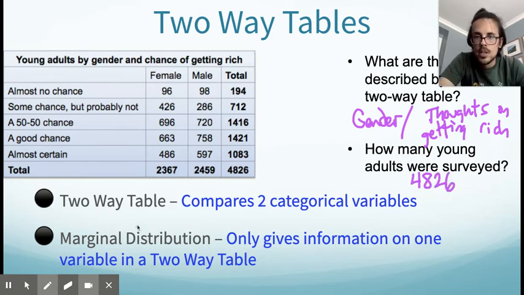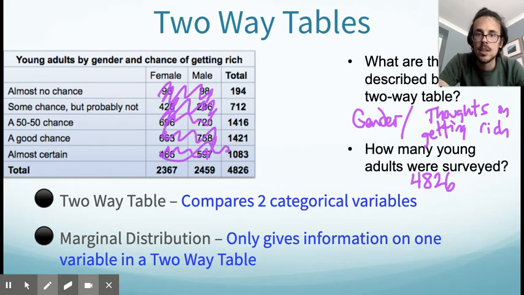The second vocab word here is called a marginal distribution. And when you look at a marginal distribution within your two-way table, you're basically disregarding one of the variables and only looking at the other. So you do not see both variables at the same time. So one thing I could look at in this problem is the marginal distribution of gender. If I was looking at the marginal distribution of gender, I would have no info on the stuff about getting rich. So these numbers right here are about getting rich. These would mean nothing to me. I would not know their breakdown.